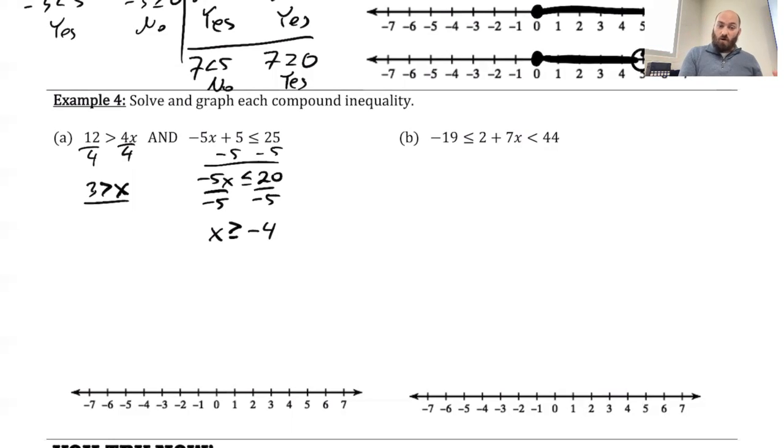Okay. To make this a little bit easier, I'm going to reverse this one. Because remember, when we do our graphing, it's a little bit easier if the variable's on the left side. So if I do that, it's going to read like this. 3 is greater than x. X is less than 3. Okay. And these are and statements.